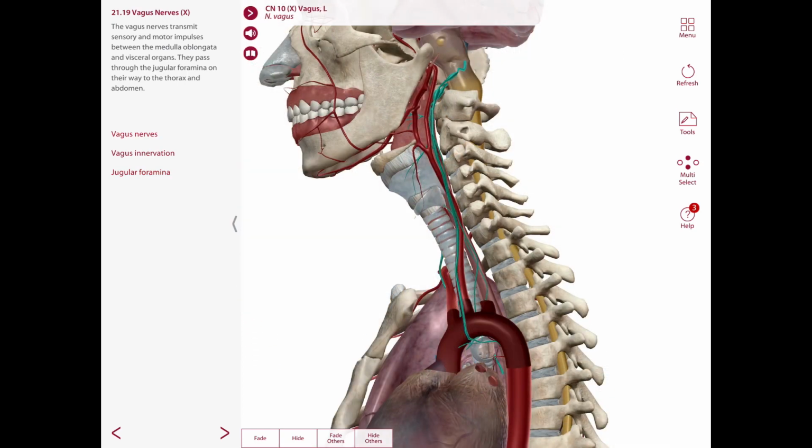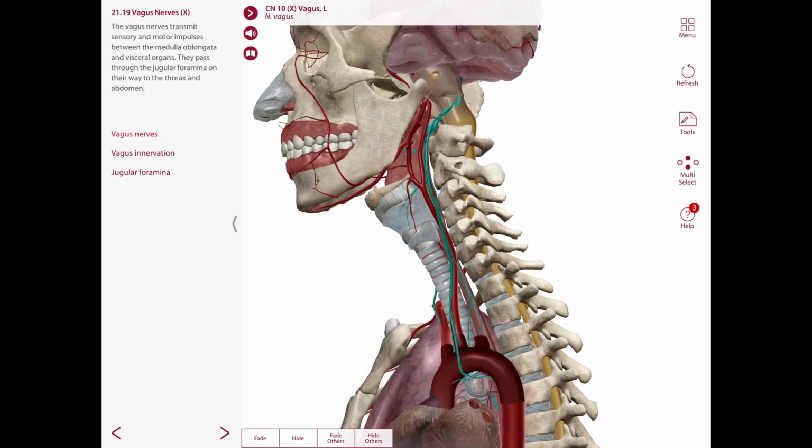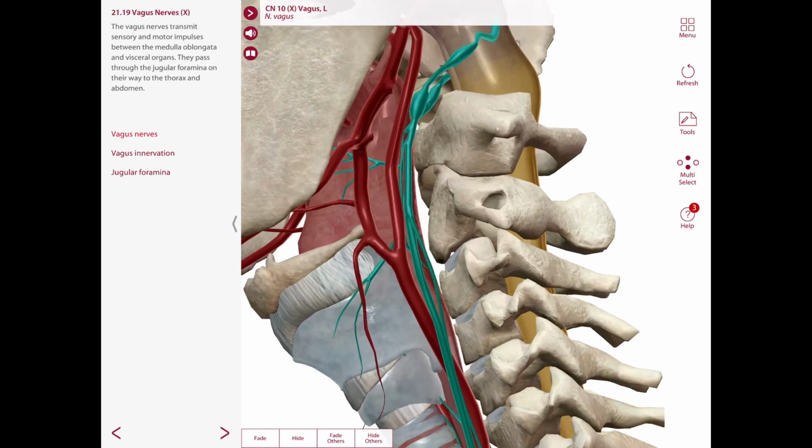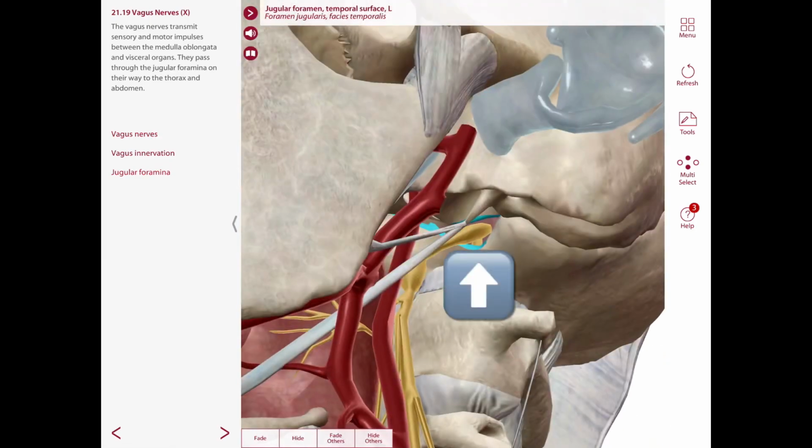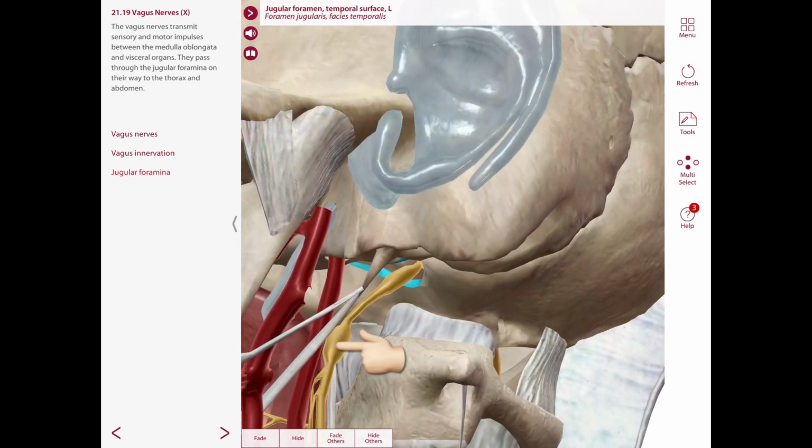The vagus nerve has two sensory ganglions which contain cell bodies of sensory neurons of the vagus nerve. So these are the ganglions. There's a superior ganglion, which is small, and it lies on the vagus nerve within the jugular foramen, so around this area right here. And there is an inferior ganglion, which is larger, which is this one right here, and it lies on the vagus nerve just inferior to the jugular foramen.